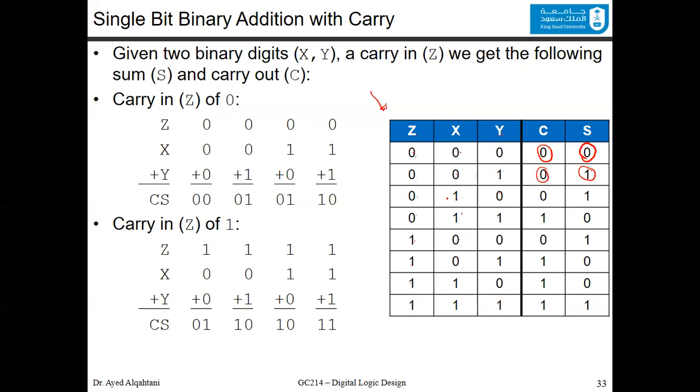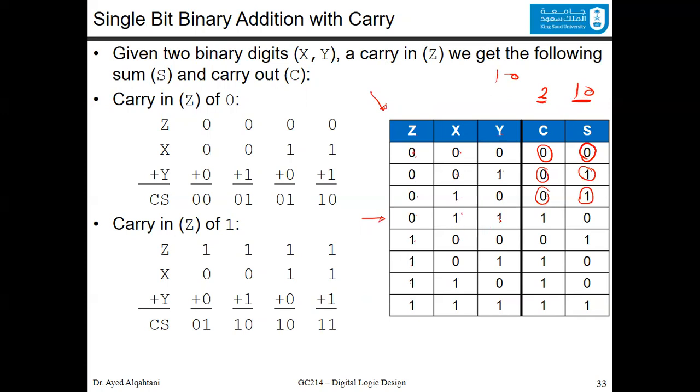0 plus 1 plus 0, again, it's 1 with a carry of 0. Now, for this interesting case, 1 plus 1 plus 0, we know that 1 plus 1 is 2, but we cannot represent 2 in binary. We cannot say 2 like this. We have only 0 and 1. So we know that this 2 is 0 and then 1. This is the representation of 2.